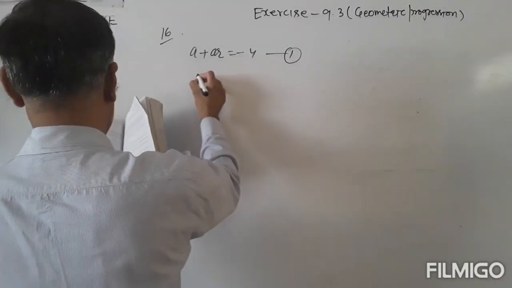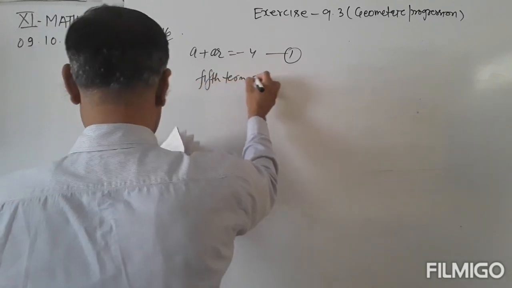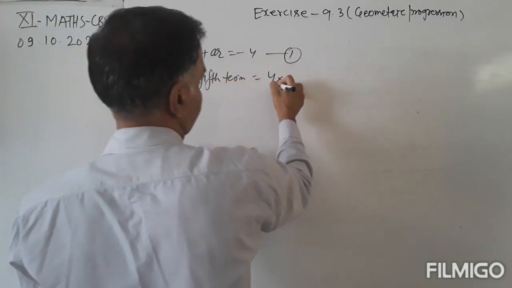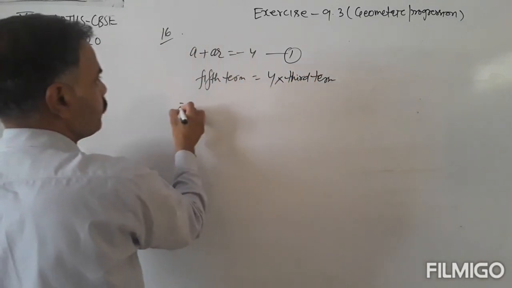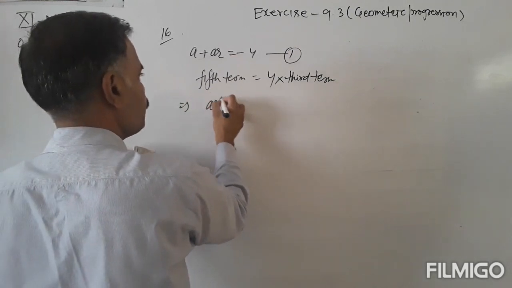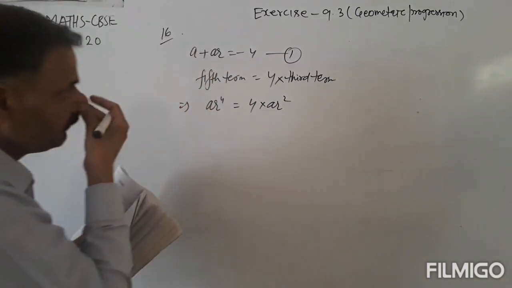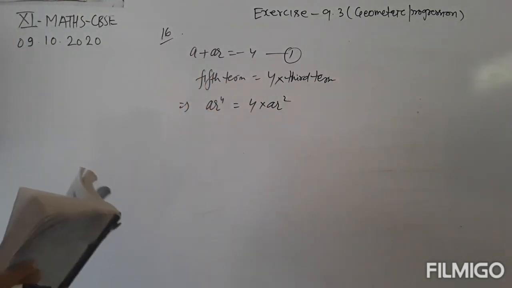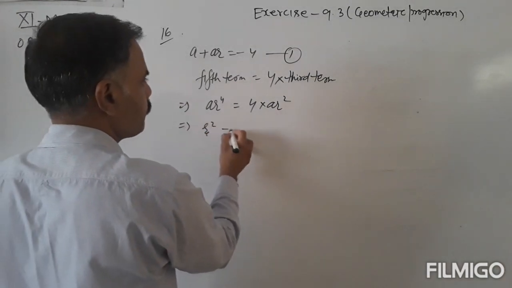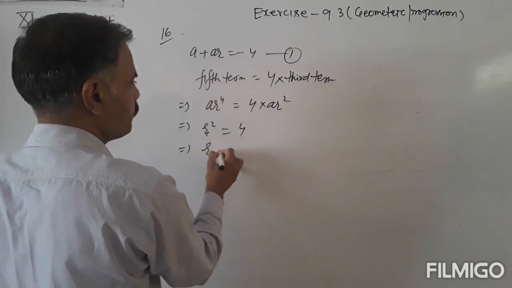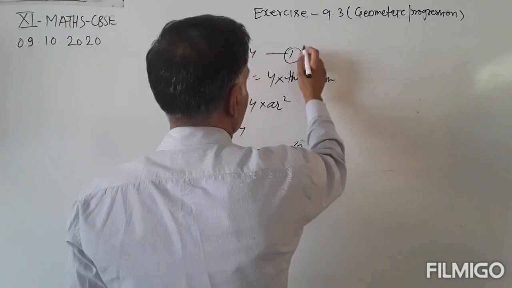Also given that the fifth term is 4 times the third term. So fifth term means ar to the power 4 equals 4 into ar square, the third term. Solving this, r square equals 4, so r equals 2. Equation number second.